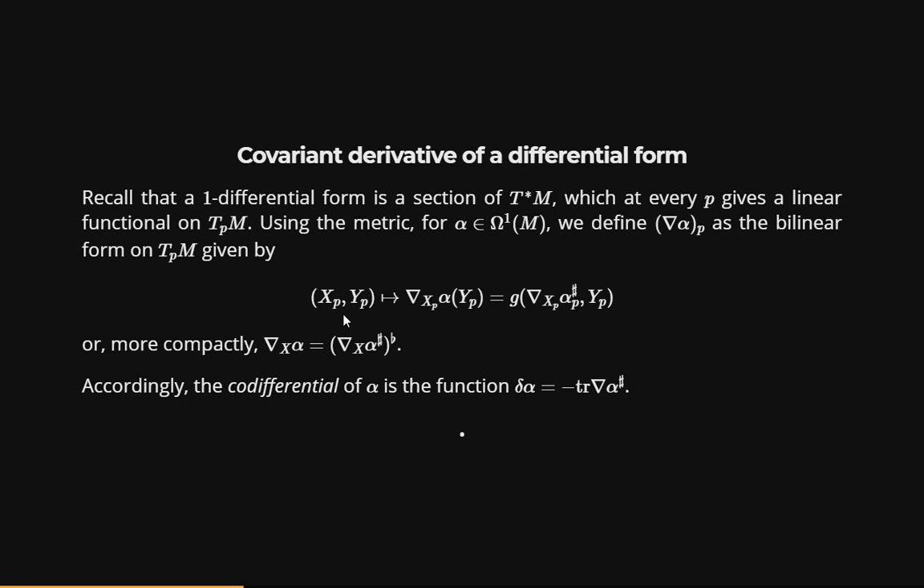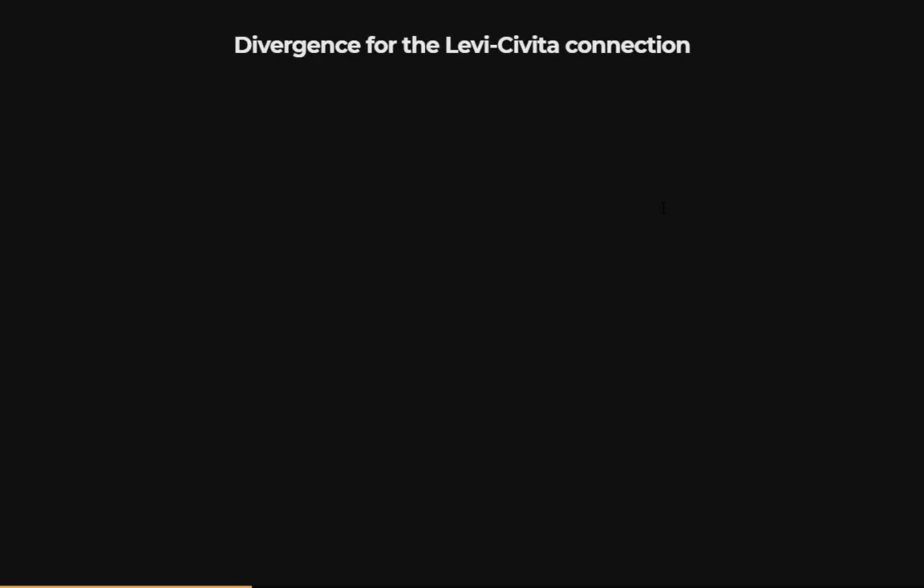Anyway, the codifferential of alpha is the function delta alpha, which is minus the trace of the covariant derivative of alpha sharp. So alpha sharp is a vector field, and we take minus the trace, which is minus the trace of the bilinear form given here. Anyway, I won't be losing too much time on that.